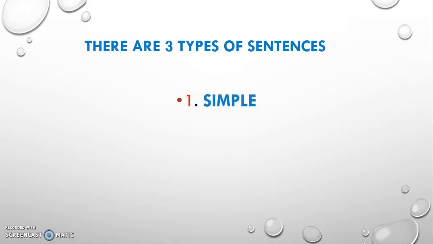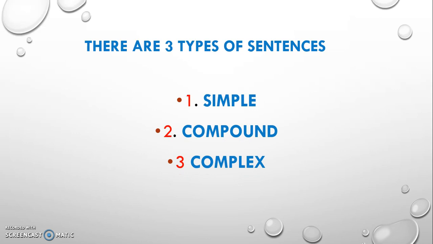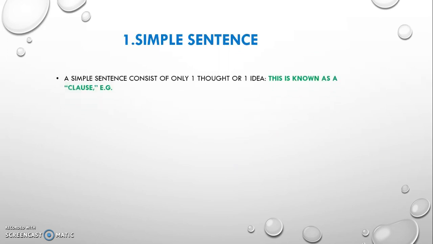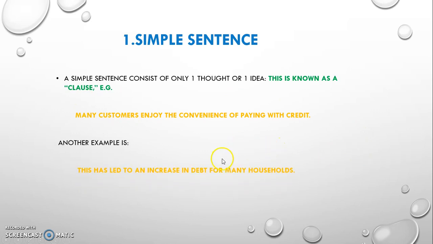There are three types of sentences. One is a simple sentence, one is a compound sentence, and the other is complex. So let's explain the difference between these three types of sentences. A simple sentence consists of only one thought, one idea, one expression. This is known as a clause. Many customers enjoy the convenience of paying with credit. Within that sentence there is only one thought, one expression, one idea. Another example is, this has led to an increase in debt for many households. Again, one thought, one expression, one idea.